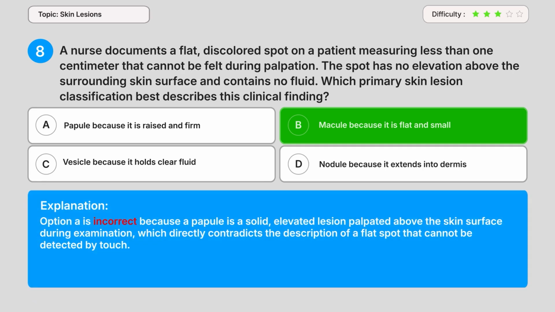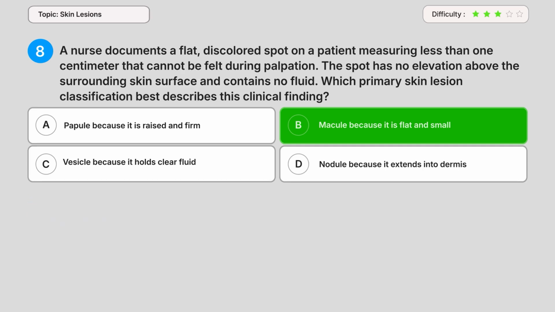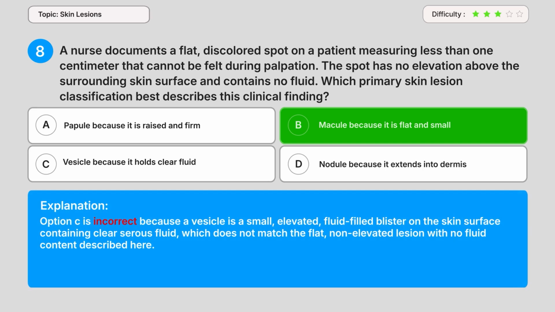Option A is incorrect because a papule is a solid, elevated lesion palpated above the skin surface during examination, which directly contradicts the description of a flat spot that cannot be detected by touch. Option C is incorrect because a vesicle is a small, elevated, fluid-filled blister on the skin surface containing clear, serous fluid, which does not match the flat, non-elevated lesion with no fluid content described here.